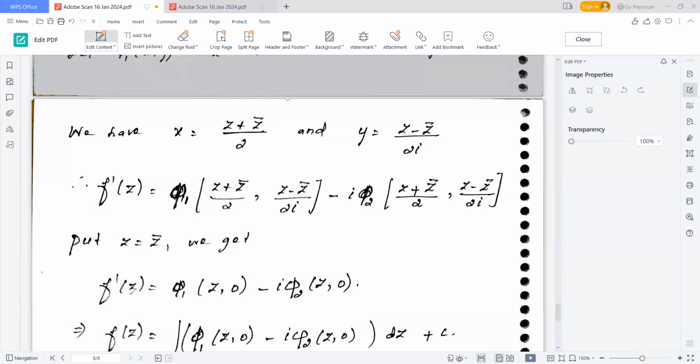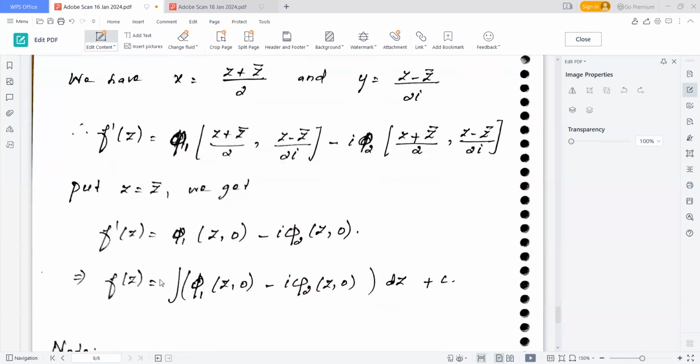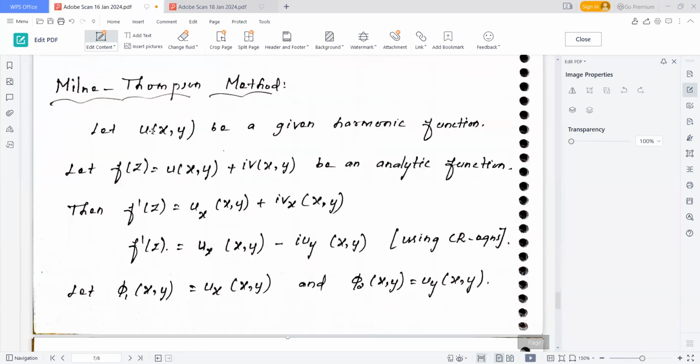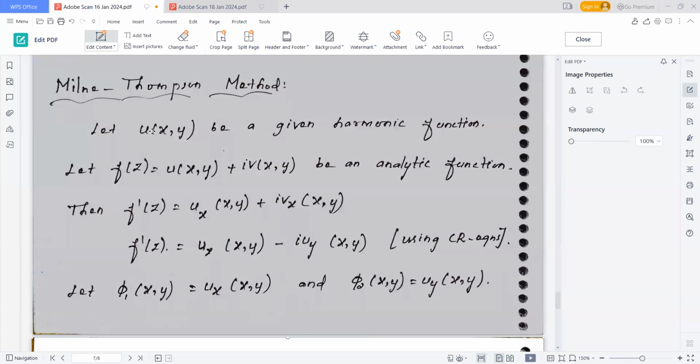So therefore, we get f dash of z equal to phi 1 of z comma 0 minus i phi 2 of z comma 0. So if f dash of z equals this, then f of z can be obtained by integrating the above equation. Therefore, f of z equals the integral of this plus a constant. So this is the required analytic function. Okay. So here they have given the real part of the analytic function.